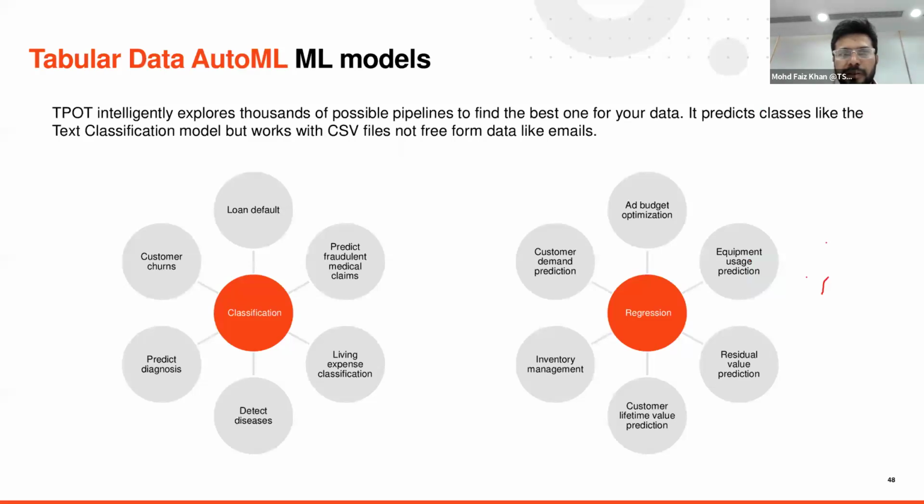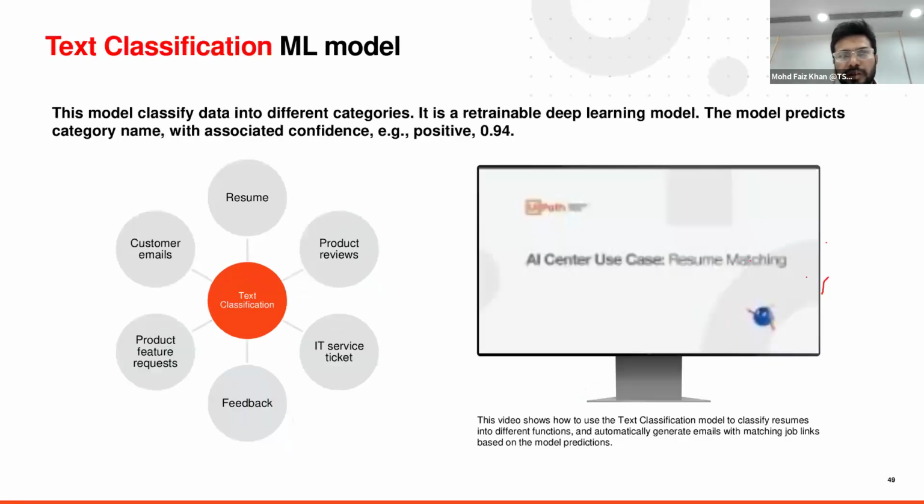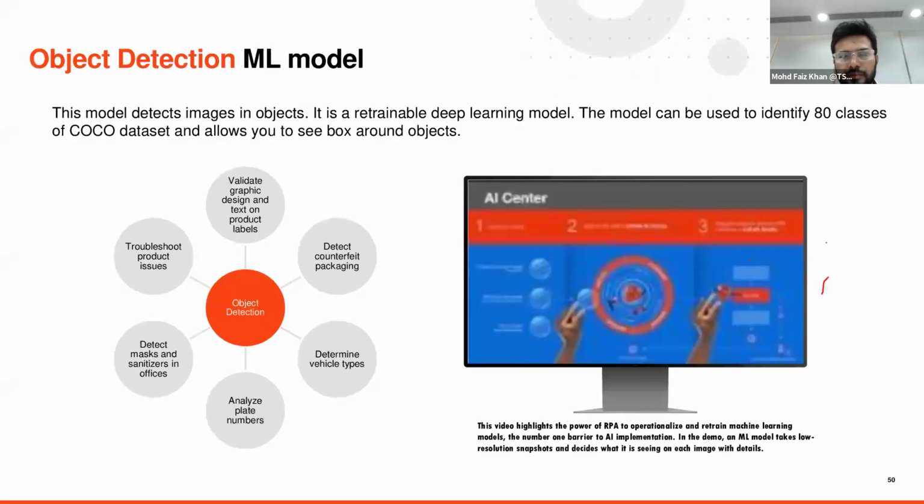In the coming series, we will try to cover most of the models. We will cover the tabular data model, which is a teapot model. We will also cover the text classification model, and one of the complex ones, the object detection model.